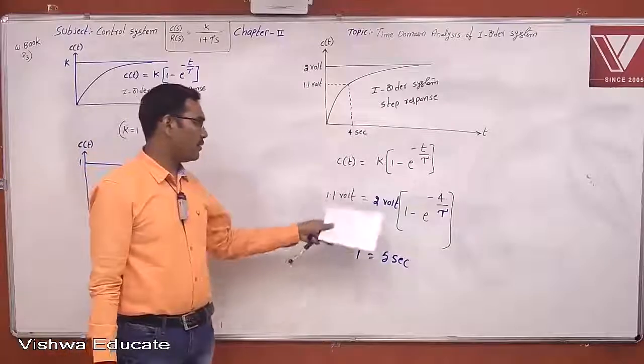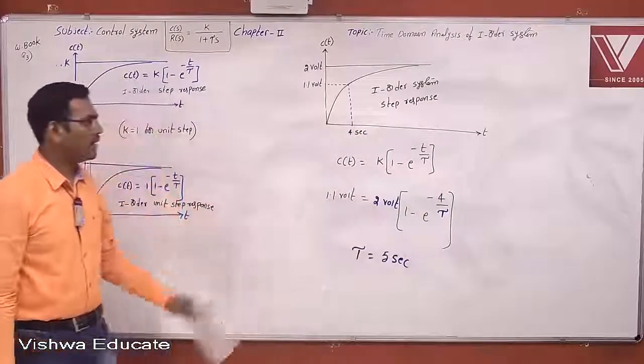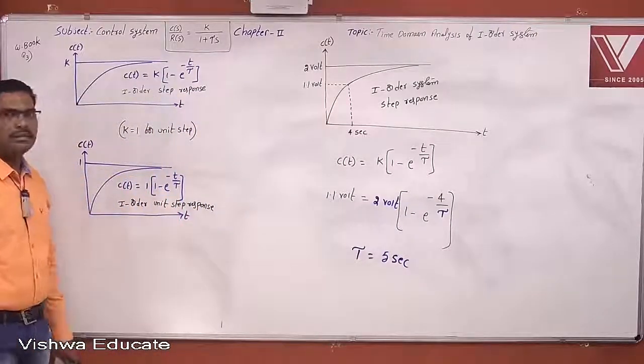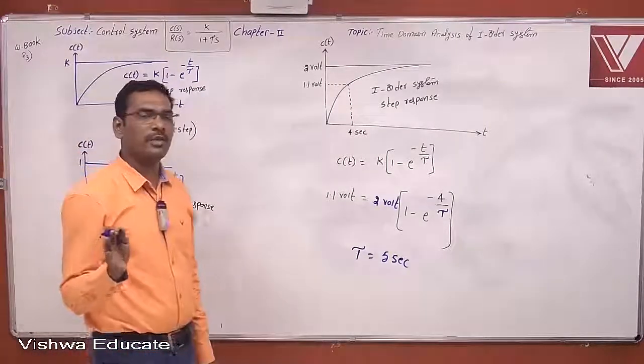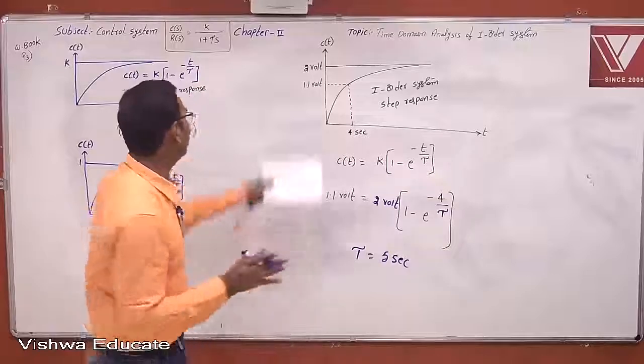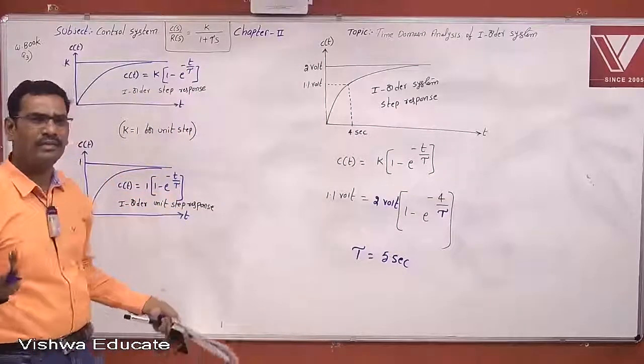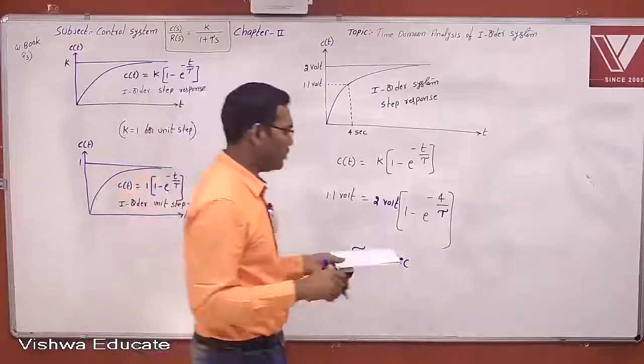Voltage cancels, 1.1 by 2 equal to 1 minus e to the power minus 4 by tau, then apply the anti-logarithm and you can get it. This is the way you can find whether it is first order step response or unit step response. First you want to confirm and use that formula or this formula. The only difference is K equal to 1 for unit step. Note this.